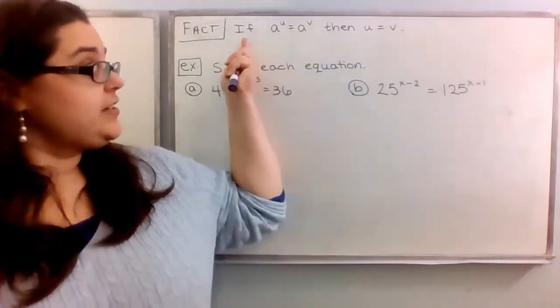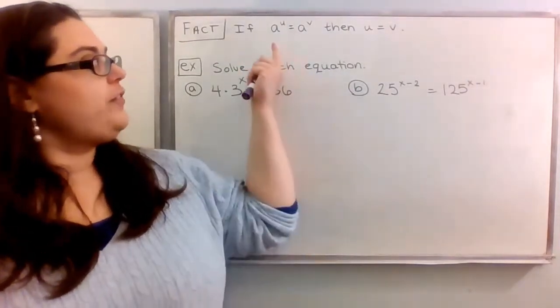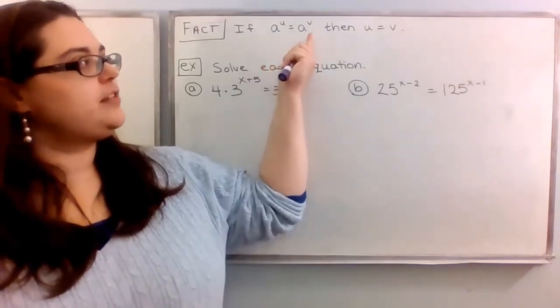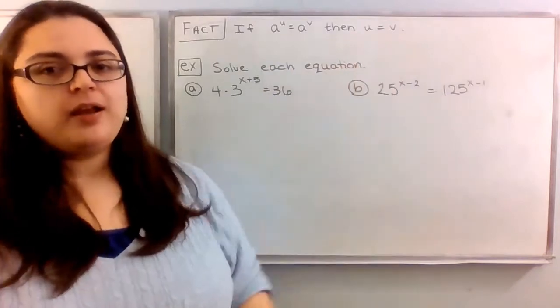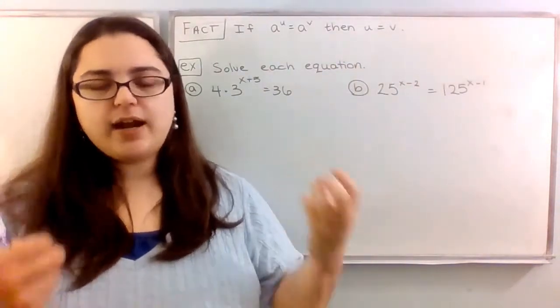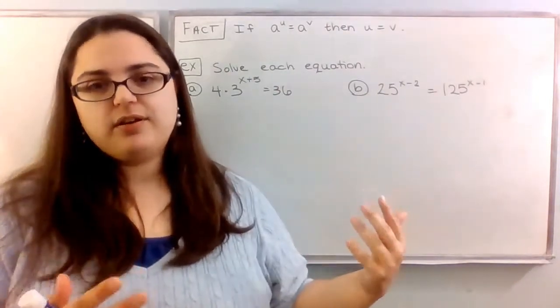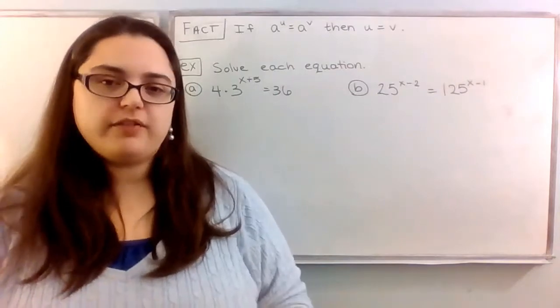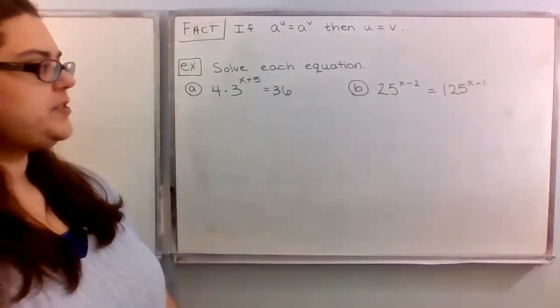We have a fact to start us out to help us solve our equations. It says if you have a to the u and it's equal to a to the v, then the exponents u and v have to be equal. In other words, if you have an expression with the same base on either side, the exponents have to be equal to each other. That's what we're going to use to help us solve those equations. So let's work through a couple of examples.